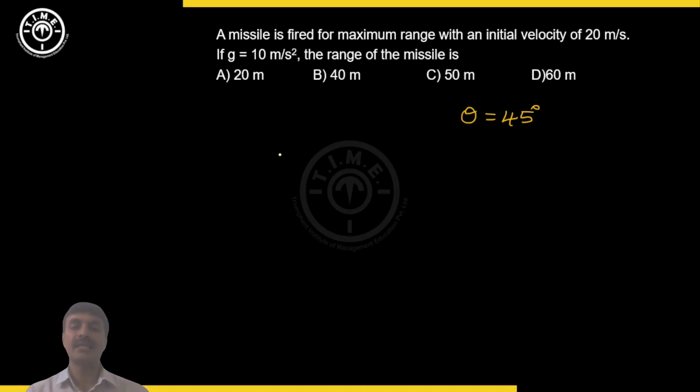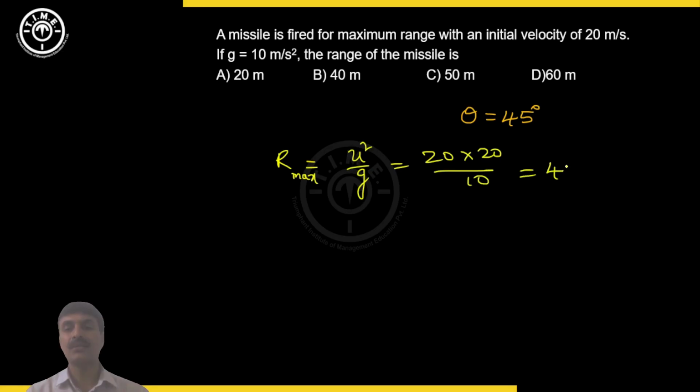Velocity is given, g value is given. What is this? The range. Simple formula based question. U square sine 2 theta by g. When theta is 45 degree, range becomes maximum, which is u square by g. That means 20 into 20 by g, value is given as 10. So that comes out to be 40 meter. See how easy it is. 40 meter is here in option B.